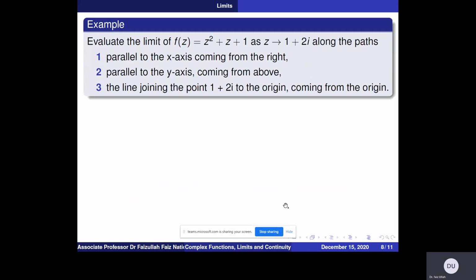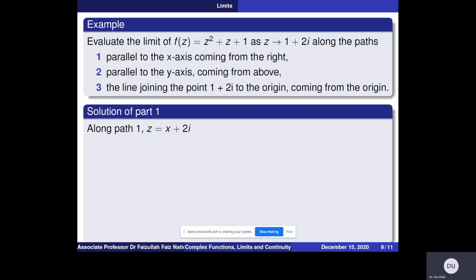Let us understand limits of a complex function by an example. We have to find the limit of the function f(z) = z² + z + 1 as z approaches 1 + 2i along path 1, which is parallel to the x-axis coming from the right, along path 2, which is parallel to the y-axis coming from above, and along path 3, which is the line joining the point 1 + 2i to the origin, coming from the origin. So let us solve this example.